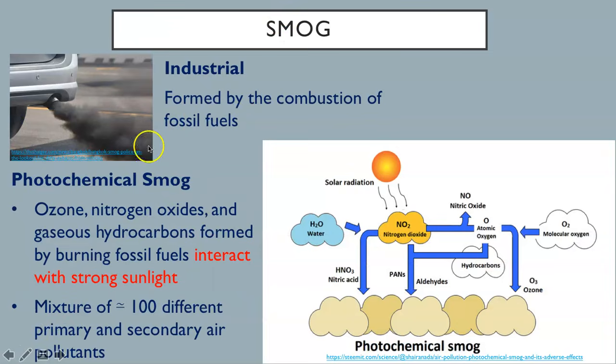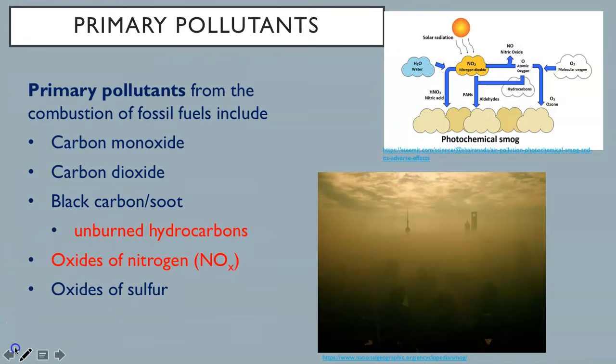You'll hear two different types of smog referred to. Industrial smog is formed by the combustion of fossil fuels. Photochemical smog, the topic of this subtopic, is formed when ozone, nitrogen oxides, and gaseous hydrocarbons produced from burning fossil fuels interact with each other and strong sunlight. Photochemical smog can be a mixture of about 100 different primary and secondary air pollutants.